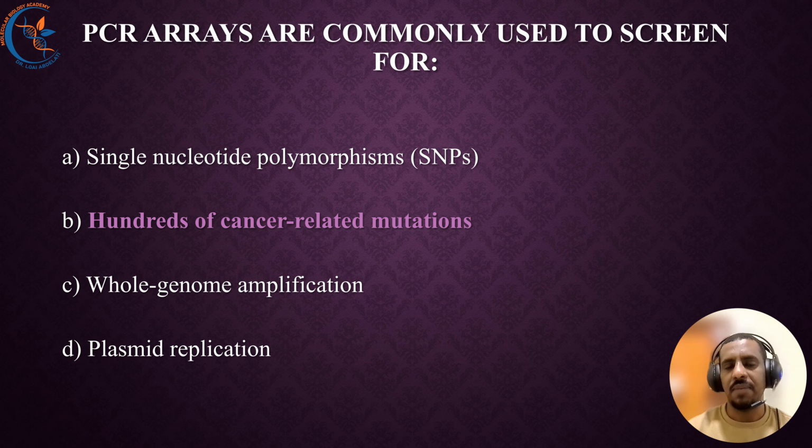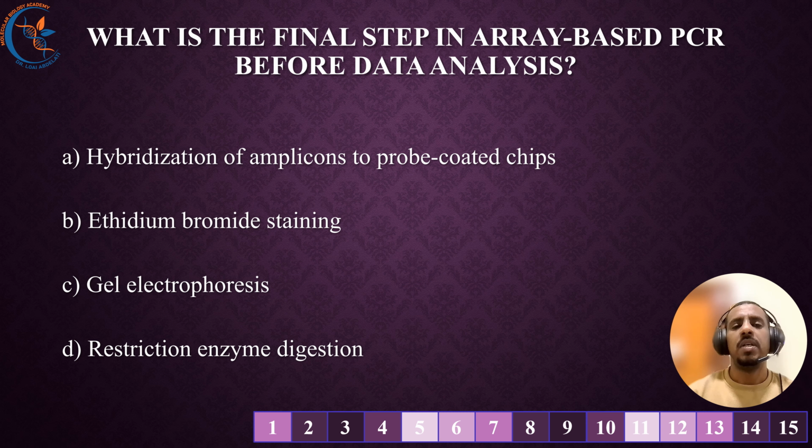In option C, whole genome techniques focus on sequencing the entire genome, which is a broader approach than necessary for targeted mutation screening like a cancer panel. Okay, so the correct answer here is hundreds of cancer-related mutations. Let's move on. Okay, next question here. What is the final step in array-based PCR before data analysis?